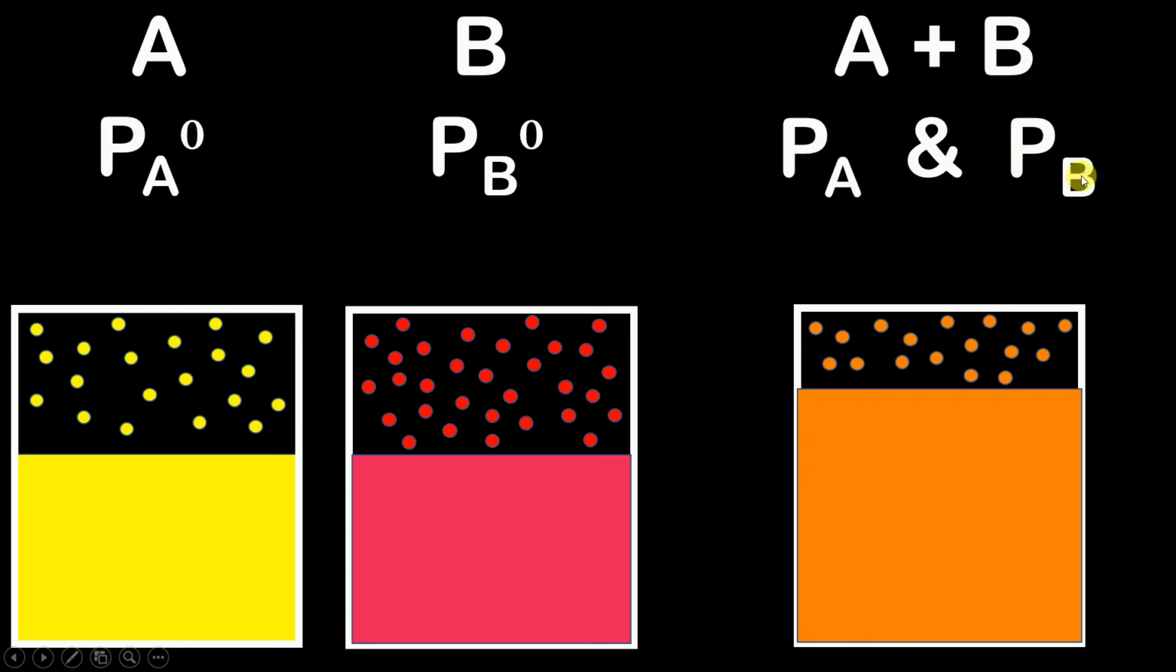Similarly, this PB, what is this PB? PB is nothing but partial pressure of B, because along with B, there is some other substance also present. Now, what is the value of this PA and PB? This we get to know with the help of Raoult's law. So Raoult's law helps us to find out the value of PA and PB. So let's see what is Raoult's law.